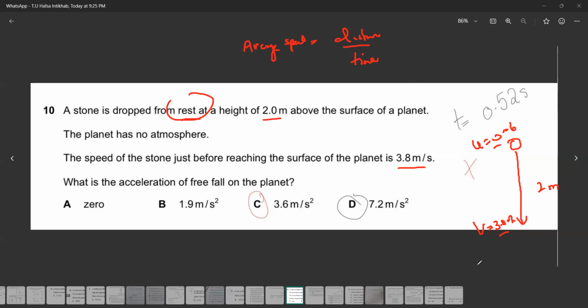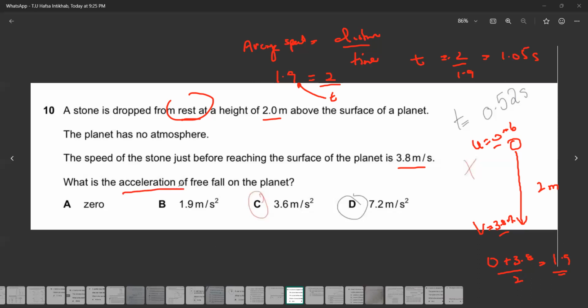That's the average speed. So what will the average speed be here? It will be 0 plus 3.8 divided by 2, which is 1.9. So the average speed is 1.9 while it is falling. The distance is 2 meters and the time we don't know. If we need the time, it will be 2 divided by 1.9. So 2 divided by 1.9 will give us the time it takes to fall. That is 1.05 seconds. So it took 1.05 seconds to fall this 2 meters.